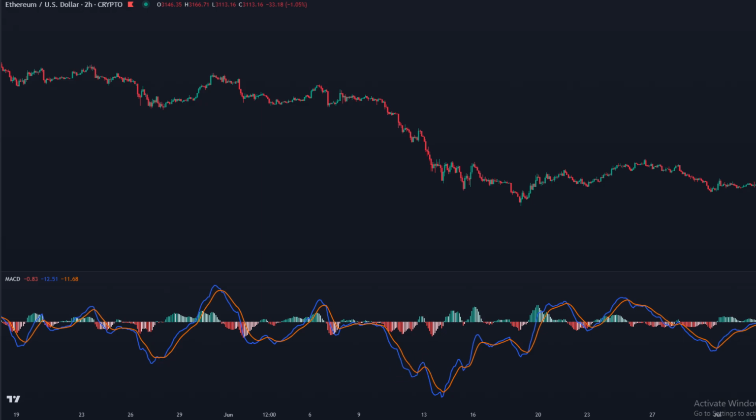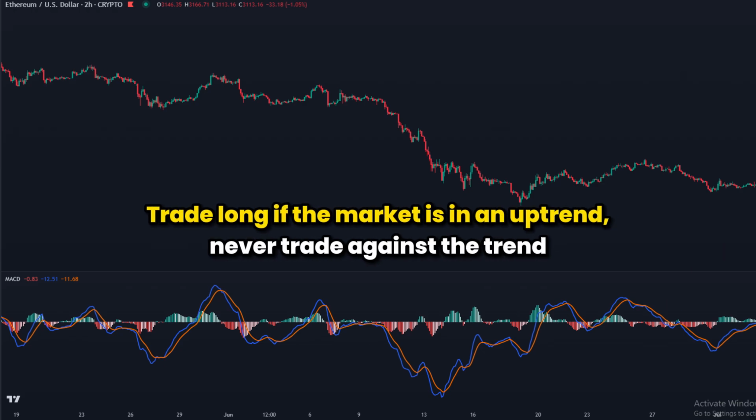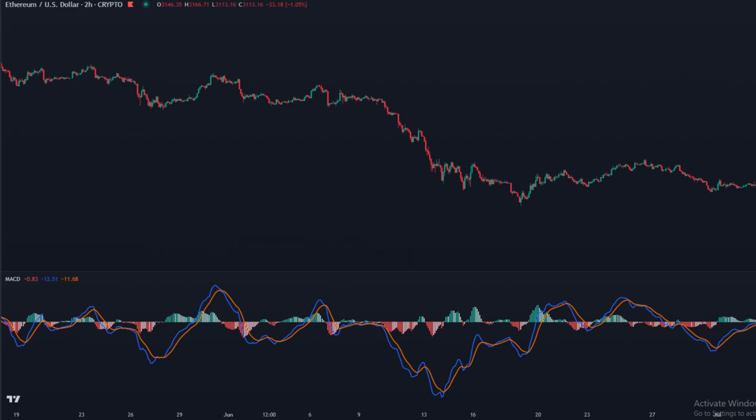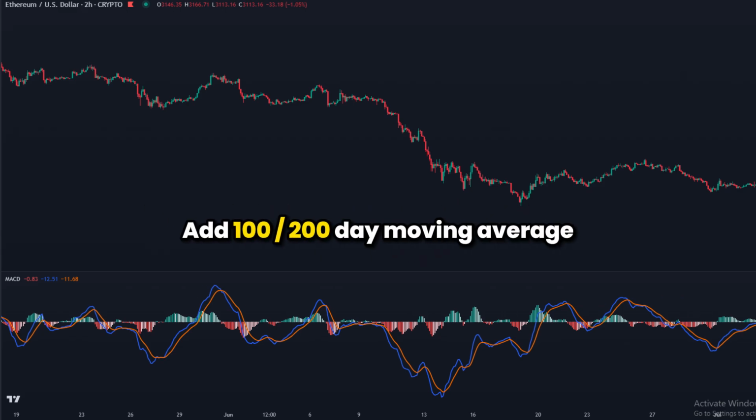To fix this issue, for example, if we are trading long, we only want to trade if the market is in an uptrend. You never want to trade against the trend because the odds are it will always be against you. So an easy way to figure out if the market is in an uptrend, you simply need to add a 100 or 200-day moving average. Both will work just fine.